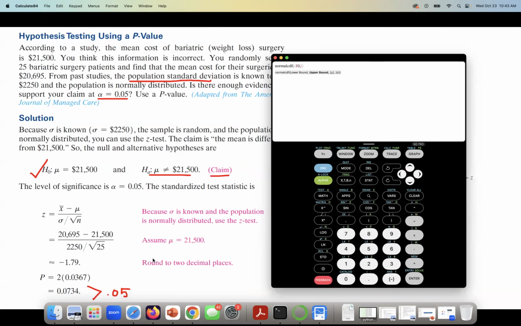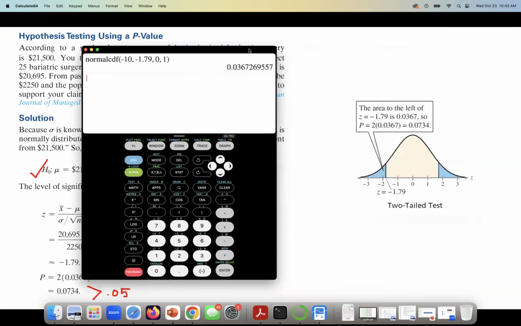Put comma. The upper bound stops at -1.79, comma. Mean of the z distribution is 0, comma, with standard deviation of 1. So that's how you can get the value of negative point. Make sure you can see it. This is the area, which is 0.0367. This is half of the area. So to get the p-value, you're going to multiply it by 2.